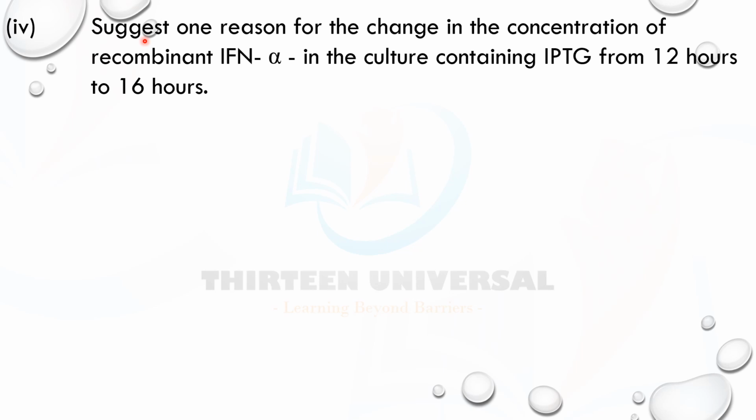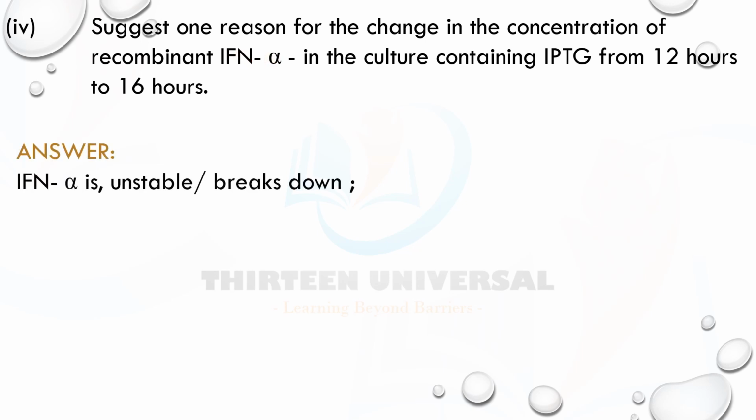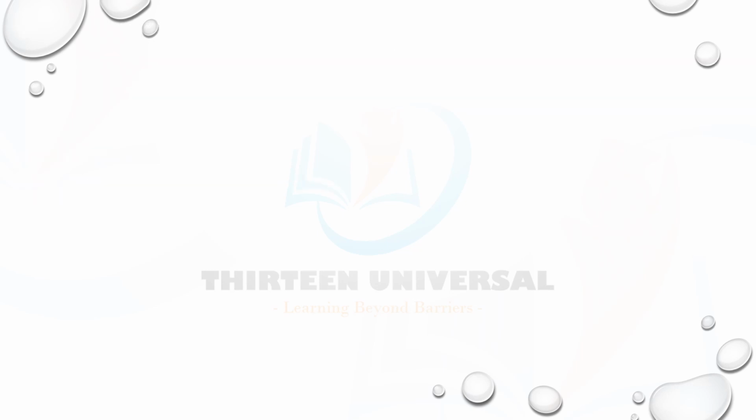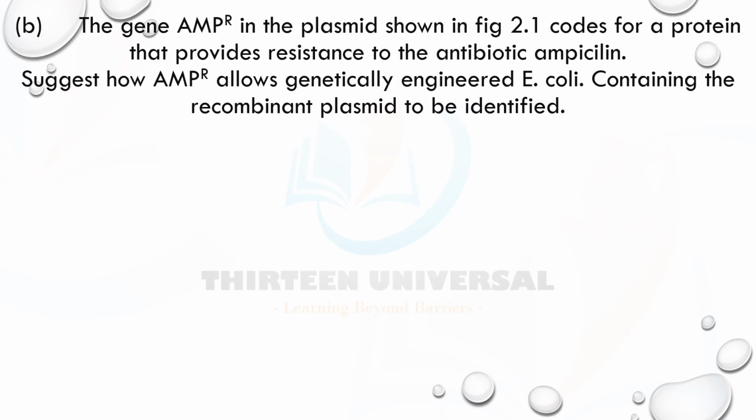It decreases because most likely it is broken down in the broth. It is a protein, so it's transferable and it's broken down. Now look at the next question. Gene AMPR in the plasmid shown in Fig 2.1 codes for a protein that provides resistance to the antibiotic ampicillin. So this codes for antibiotic resistance to ampicillin.